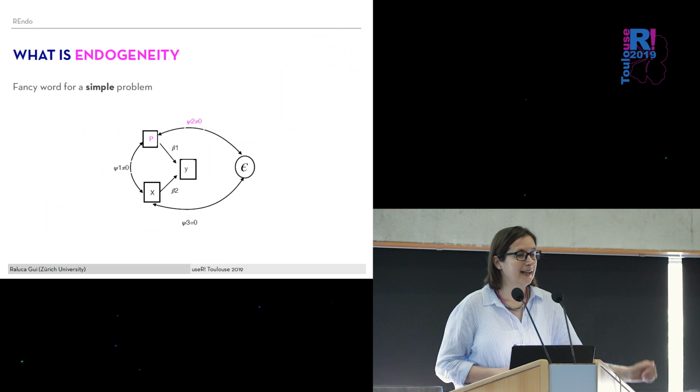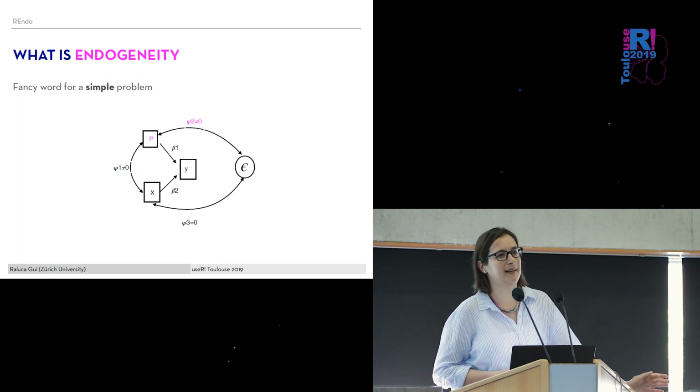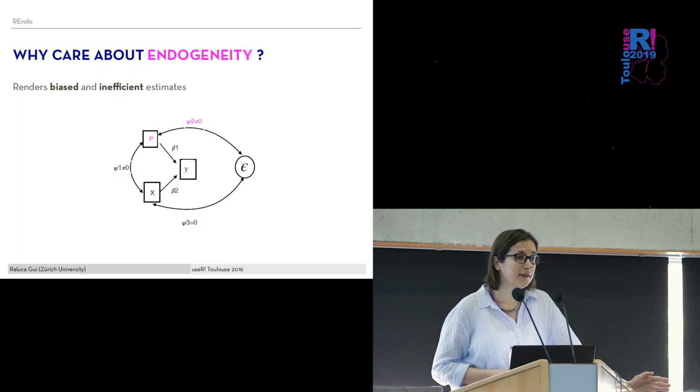But I mentioned already three times the word endogeneity, but what is it? It's just a very fancy word for a very simple problem. Basically, you have a regressor, or one or more, like here P, which is correlated with the error epsilon. When this happens, you have a problem of endogeneity. Why do you care about it? Because this will render your coefficient estimate, beta 1, biased and inefficient. Moreover, if your endogenous variable P is correlated with X, this will also create a problem with beta 2. The estimate of beta 2 will as well be biased.